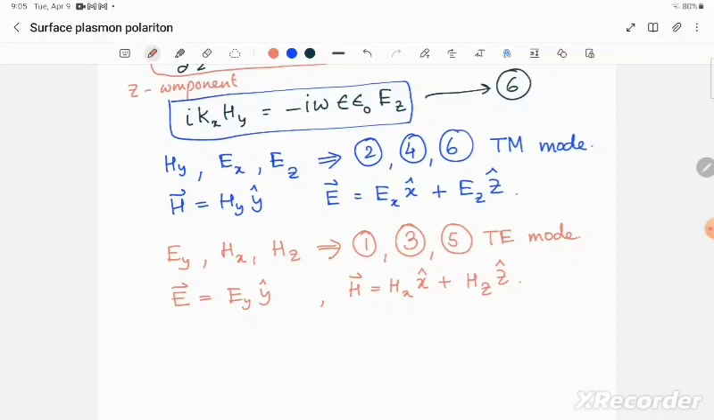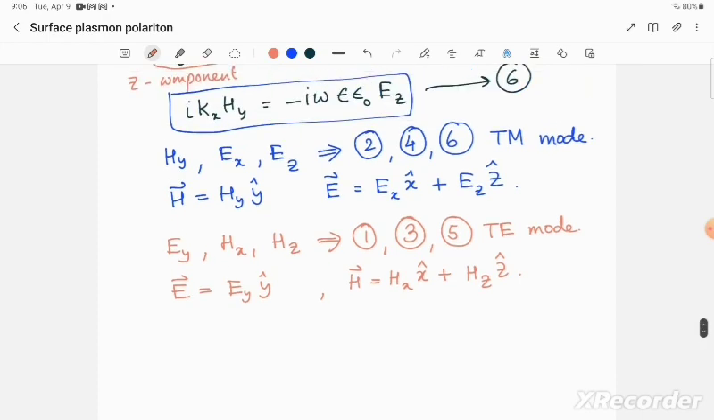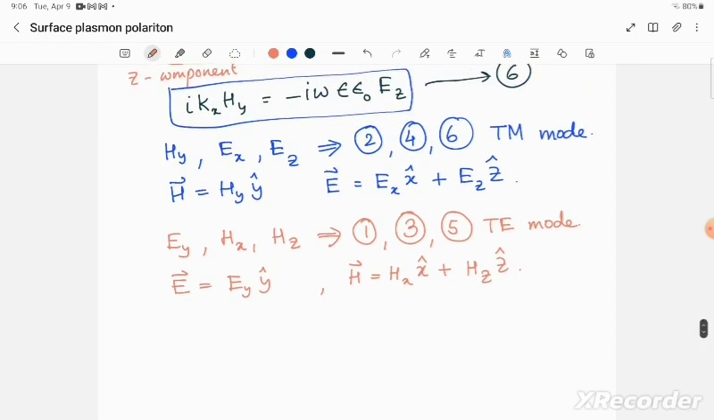So now we have two sets, we are all familiar. When you have a light, when you have an interface, you can always define whether the electric field is perpendicular to the interface or the magnetic field is perpendicular to the interface. And these are the two situations that we see. Fine. So we have to solve them separately.